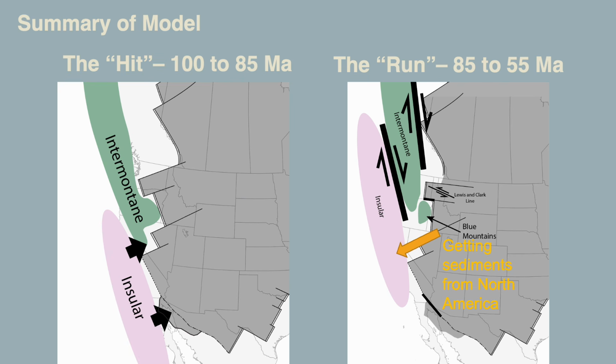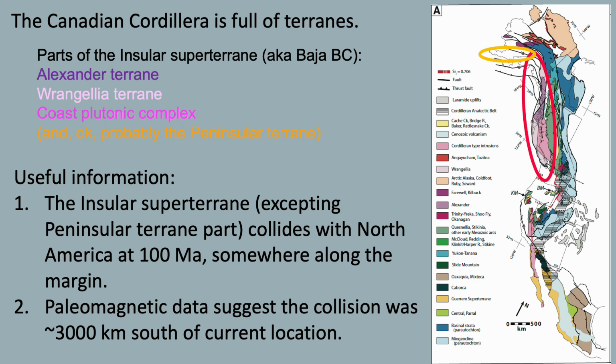We're sure it's located next to North America because the insular terrane gets sediments that could only be from North America during this time. But let's talk about how we got to this model.